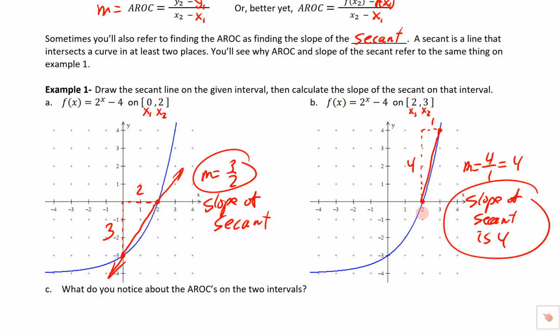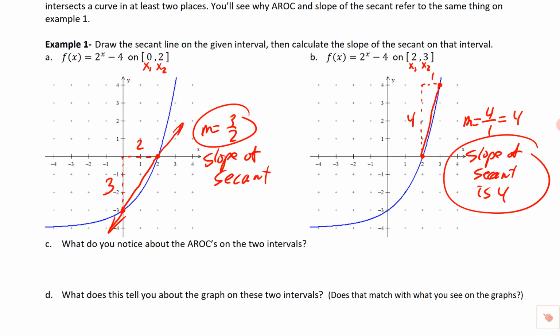So let's take a look at C right here, and it says, what do you notice about the average rate of change on the two intervals? Or in other words, what do you notice about the slope of the secant on the two intervals? Well, this slope right here is bigger than that one right there. So they're both positive, okay? But m equals 4 is bigger, so I'm going to put that in parentheses, okay? It's bigger than a slope of, what do we have here? 3/2, okay? And it says, what does this tell you about the graph on these two intervals? And does this match what you see on the graphs?